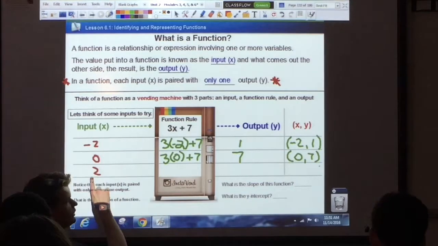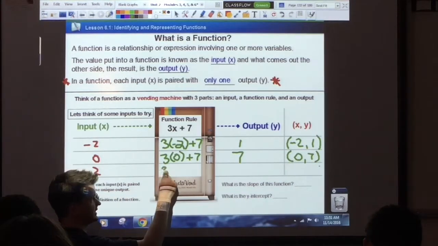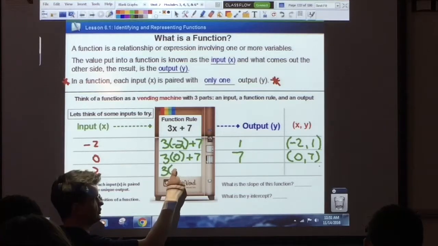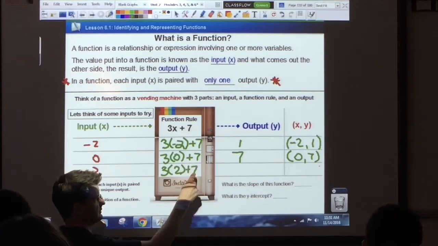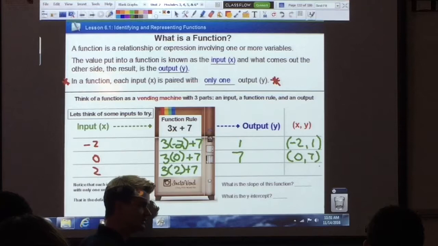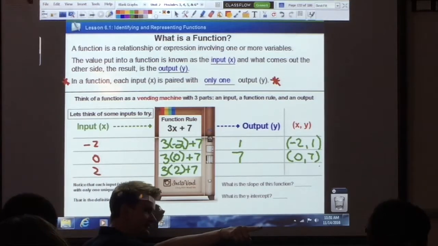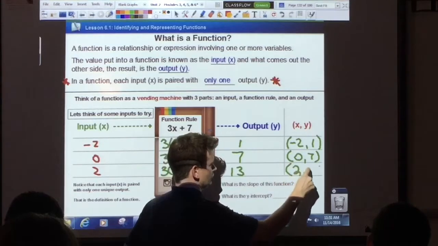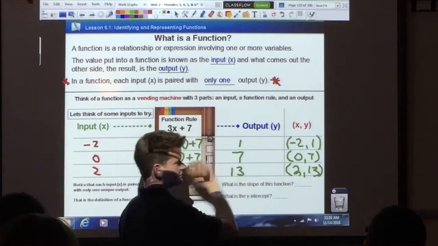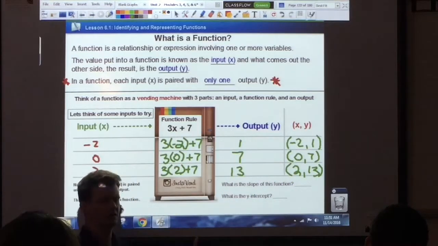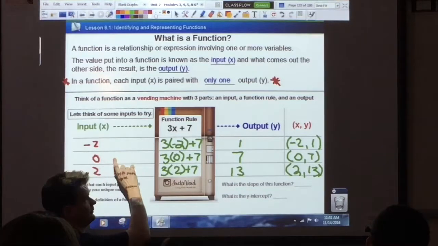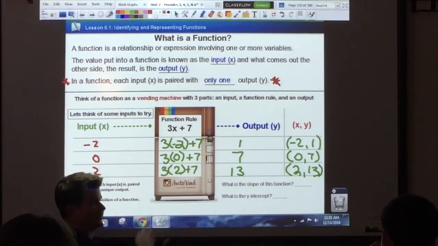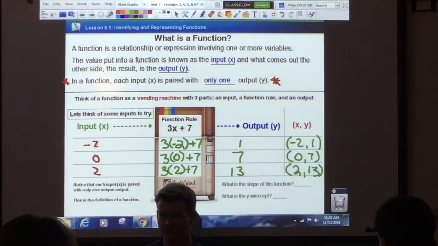We'll try the last one here. We put in a 2. That's going to give me 3 times 2 plus 7. What's 3 times 2? 6. 6 plus 7 makes 13. So we put in 2, we get out 13. Inputs, output, coordinate pairs, pretty simple process. You're simply taking an input, you substitute it in for the x, you get an output, that becomes a coordinate pair. That's basically what a function does.